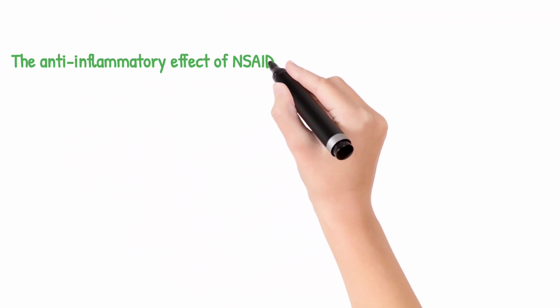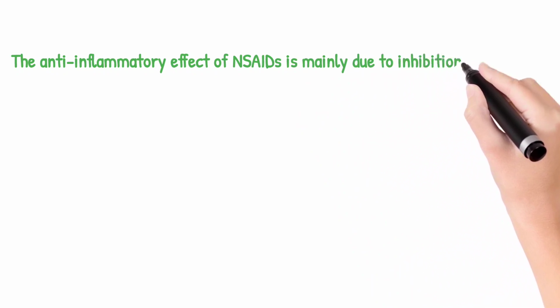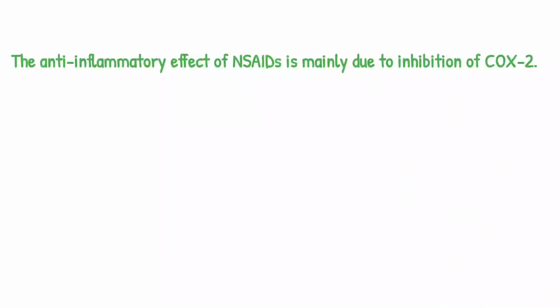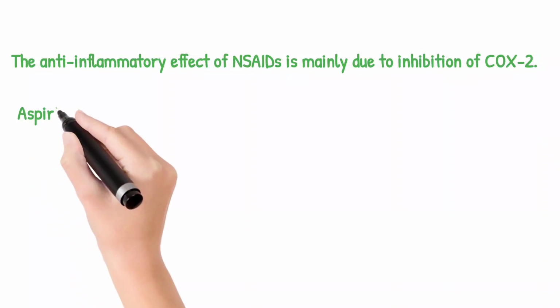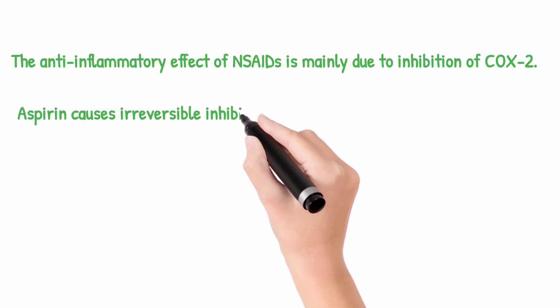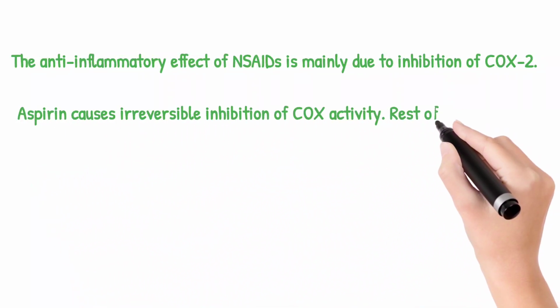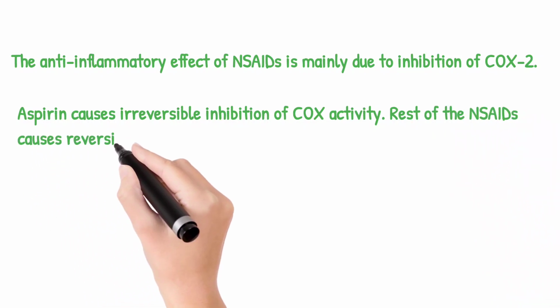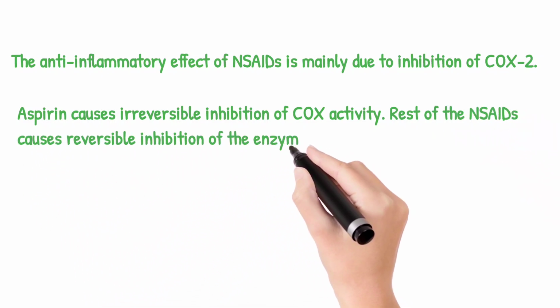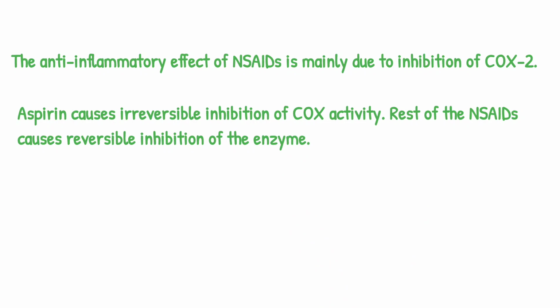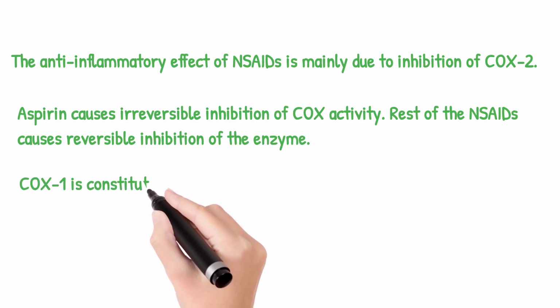It is important to remember that the anti-inflammatory effect of NSAIDs is mainly due to inhibition of the COX-2 enzyme. Secondly, aspirin causes irreversible inhibition of COX activity. The rest of the NSAIDs cause reversible inhibition of the enzyme. We will study this in detail in further slides.